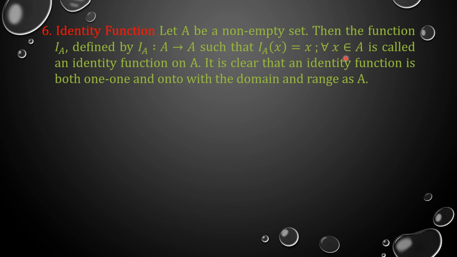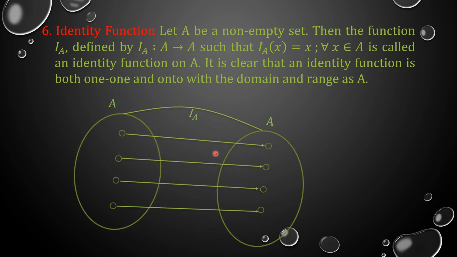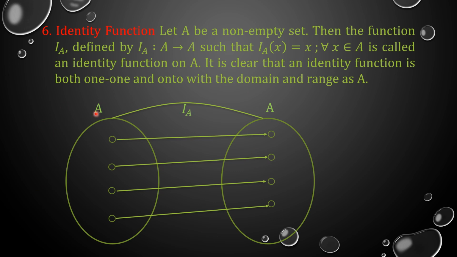So obviously this identity function is a 1-1 function, and an onto function as well. Since it is 1-1 as well as onto, therefore it is a bijection. It's called an identity function. Here it is clear that an identity function is both 1-1 and onto. That means it is a bijection with the domain and range as A. You see this one, identity function A to A. IA is the symbolic notation of identity function. Image and pre-image, these two are always equal.